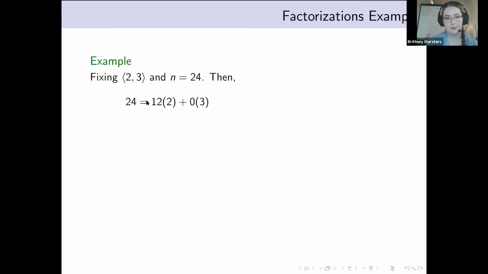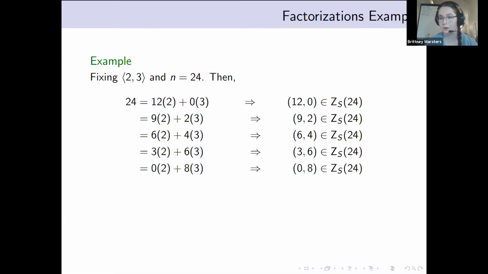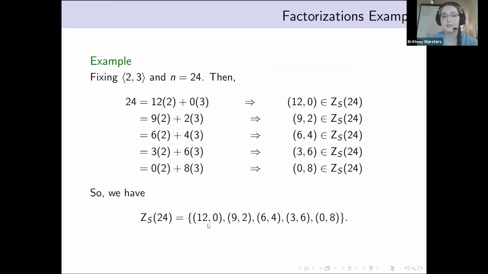So let's look at an example. If we fix the numerical semigroup ⟨2, 3⟩ and the element 24, well, 24 is divisible by 2. So we see that we can get 24 as 12 copies of 2 and 0 copies of 3, meaning that the integer point (12, 0) is going to lie in our subset of factorizations. Well, there's more than one way to make 24 with this numerical semigroup. We can also take 9 copies of 2 and 2 copies of 3, giving us that this is our subset of factorizations.